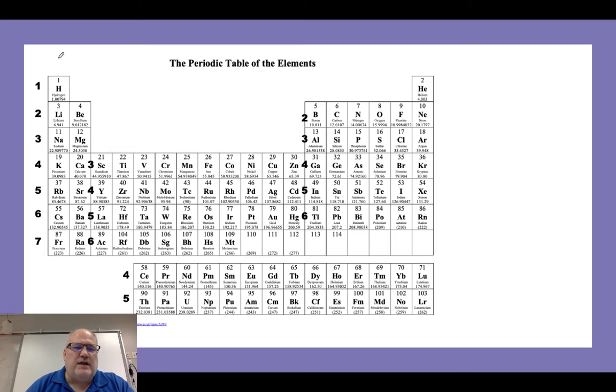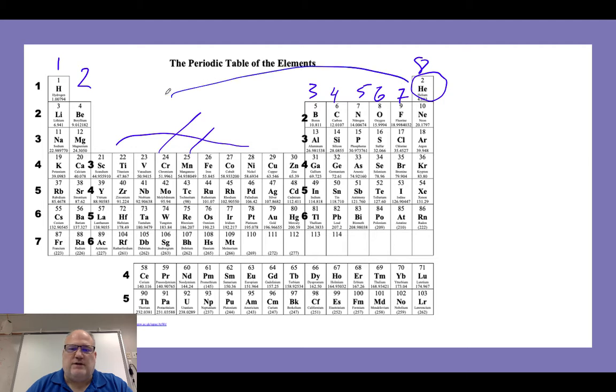If you look at your periodic table, the first column has one valence electron, this whole column. This one has two. We really don't care about this middle part. And then we go 3, 4, 5, 6, 7, and 8, remembering that this actually belongs over here. So we can look at any element and know exactly how many valence electrons that element has, and that's going to be important in just a second.